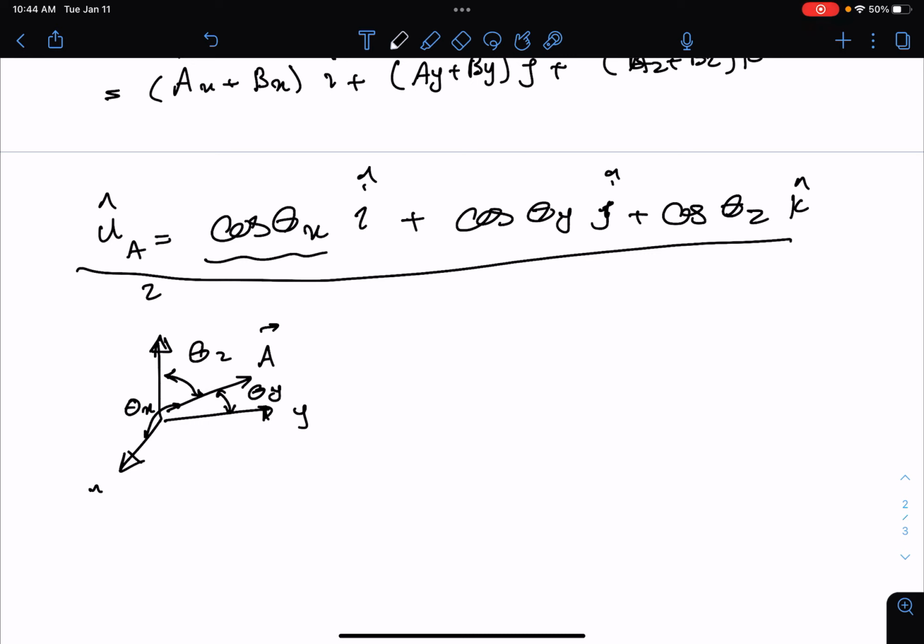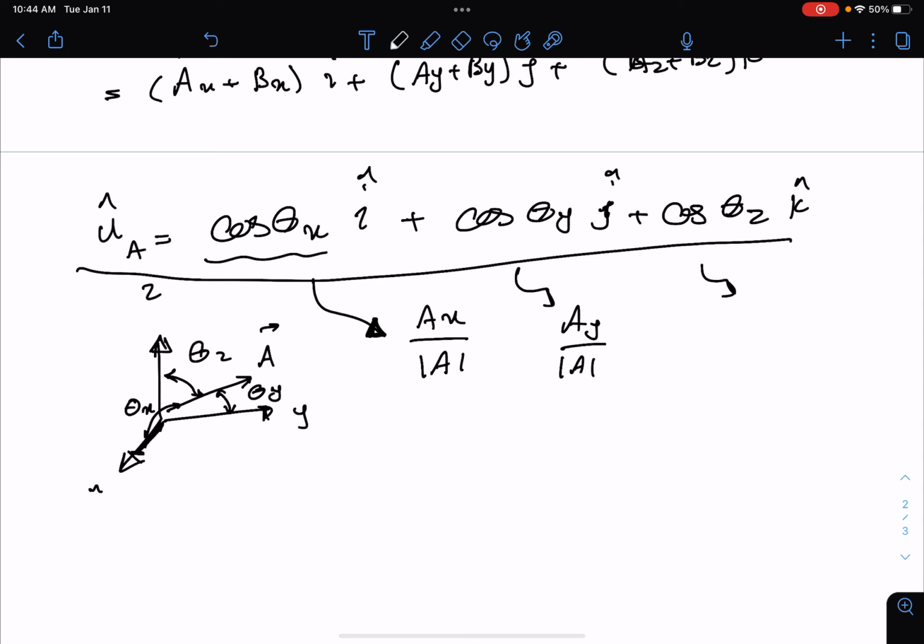Is it just the Pythagorean theorem, so the cosine of that angle would equal the x component of that vector divided by the hypotenuse, which would be the magnitude? Exactly. So the cosine of this theta is going to be the projection of A on this axis, which is A of x divided by the magnitude of A. Okay? Same is true for the cosine of the other angles.